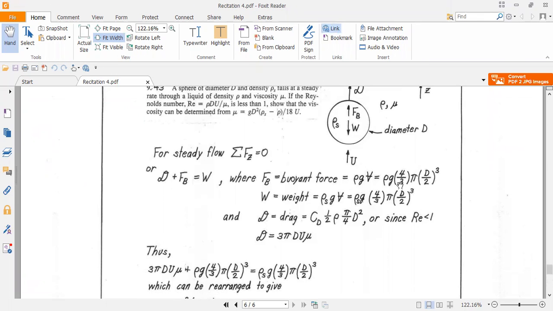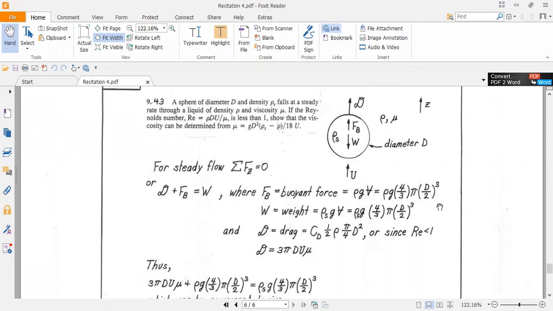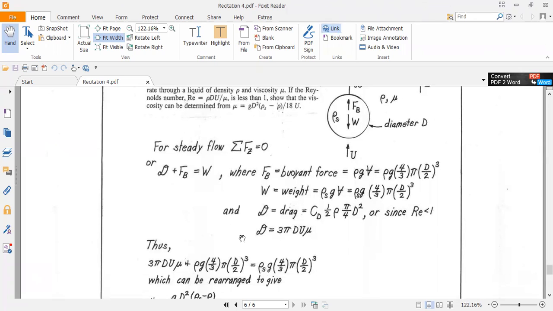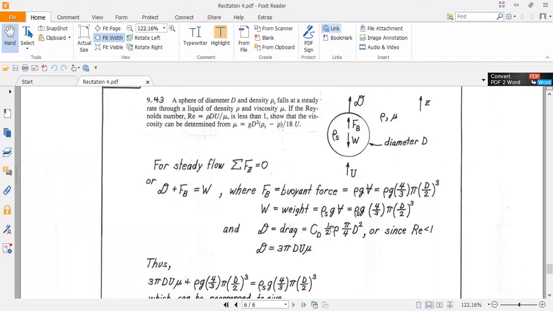Buoyant force equals rho times volume, 4 by 3 pi multiplied by d by 2, whole cube. So you just put the equation. Weight is m times g, where m equals rho s times volume. Rho s is the density of this sphere. So you just put the value, and the drag force equals CD half rho pi by 4 d square.